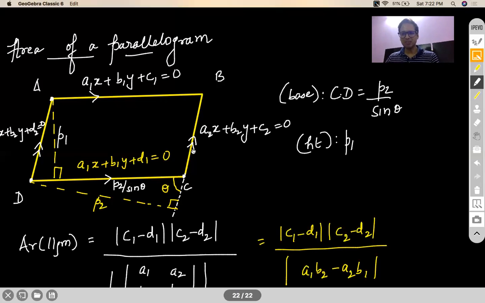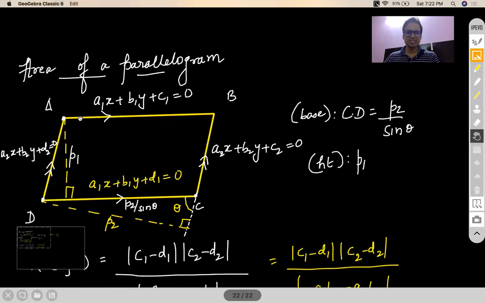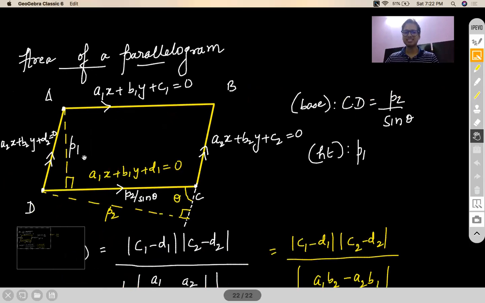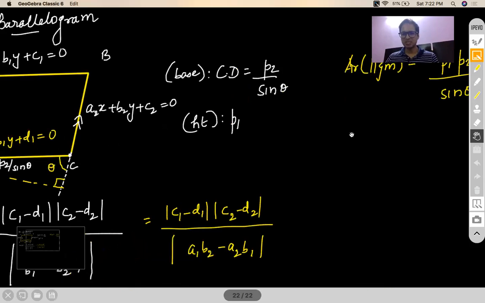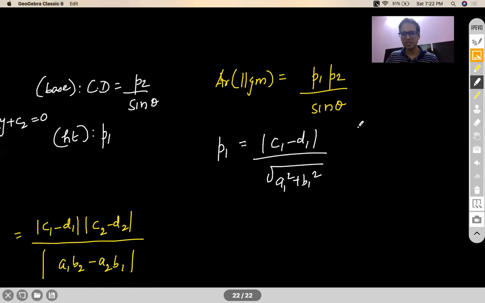So area of the parallelogram would be base into height, which is nothing but P1 P2 by sine theta. Now, what is P1? P1 is the distance between these two parallel lines, AB and CD. You already have done this concept in the previous slide. So P1 will be mod C1 minus D1 by under root of A1 square plus B1 square. Previous formula. What's your P2? Mod C2 minus D2 by under root of A2 square plus B2 square.